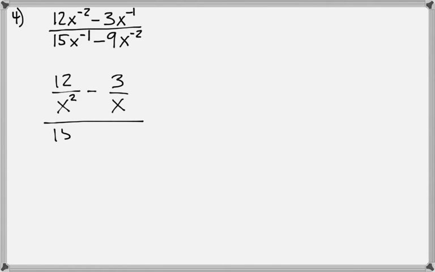And same thing with the bottom. This will be 15 over x minus 9 over x squared. So whenever you see negative exponents, you can just move them underneath the number that they're next to. Okay, so now that it looks like the other ones, I want to find my LCD.